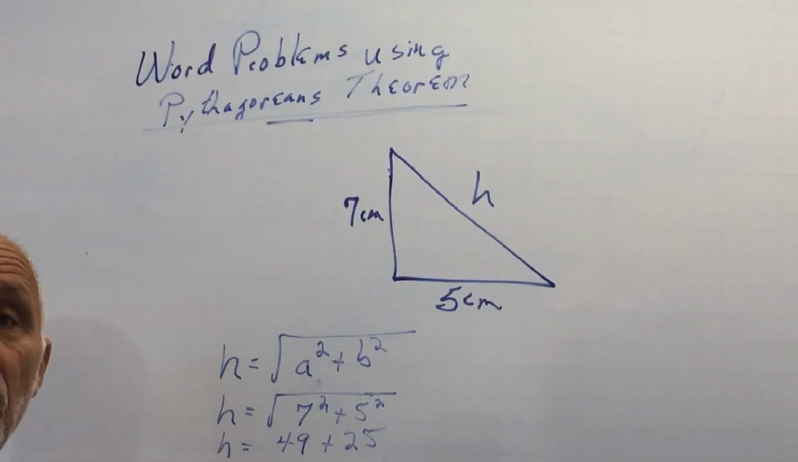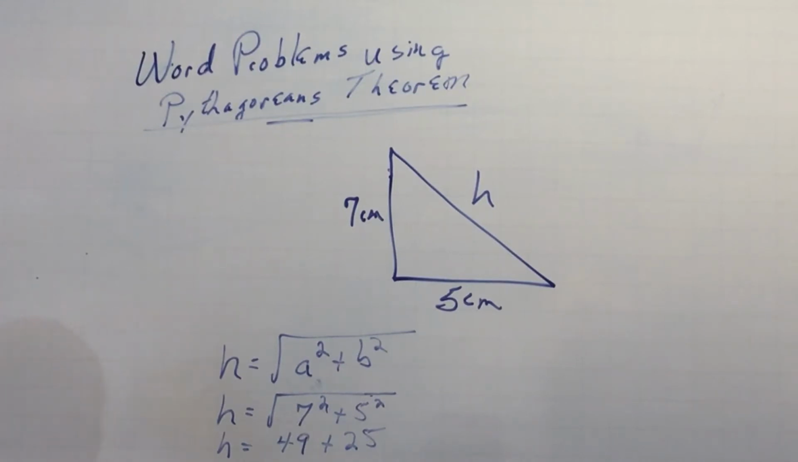Now, you should know by now that there is no square root of 74, that it's an irrational number. So you say, what do you do then? Well, what do we do with irrational numbers when we're finding the square root? We either round or we write in the simplest radical form. And you say, well, which one? And I say, well, that depends on the problem.